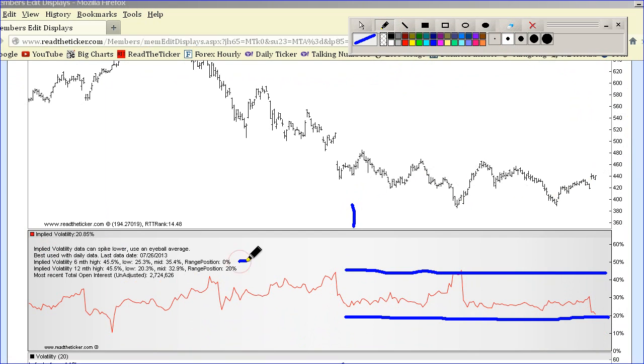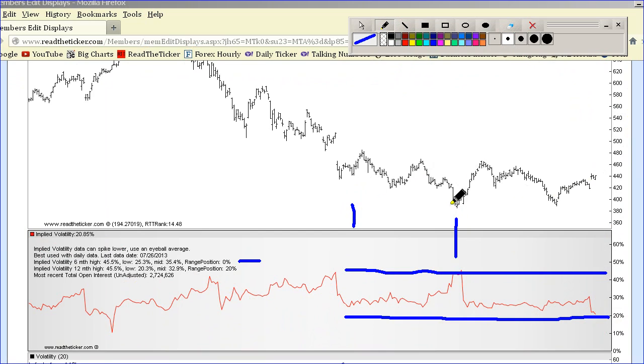lower range. So as I've got written over here, you'll see here that says that 6 month high is 45, the low is 25, the mid is 35, and the range position is 0%. So the current reading is around 0% for the 6 month reading of implied volatility. This would suggest that because implied volatility is quite low, premiums would be quite cheap.